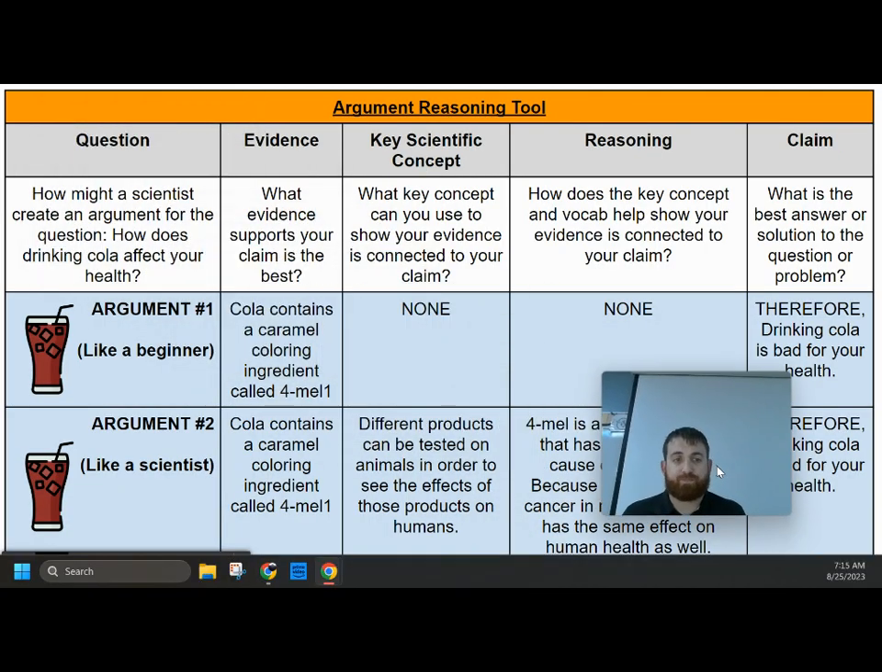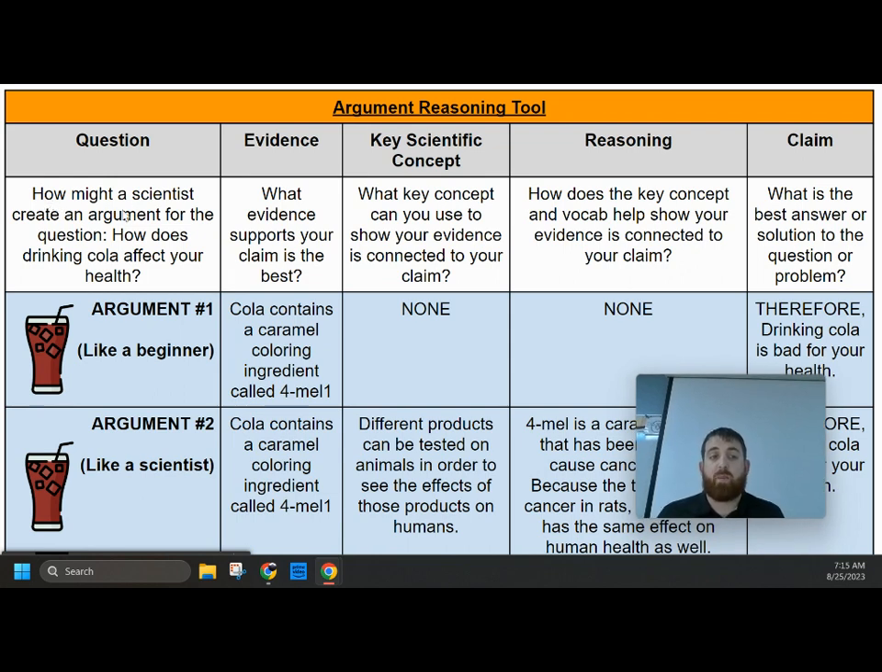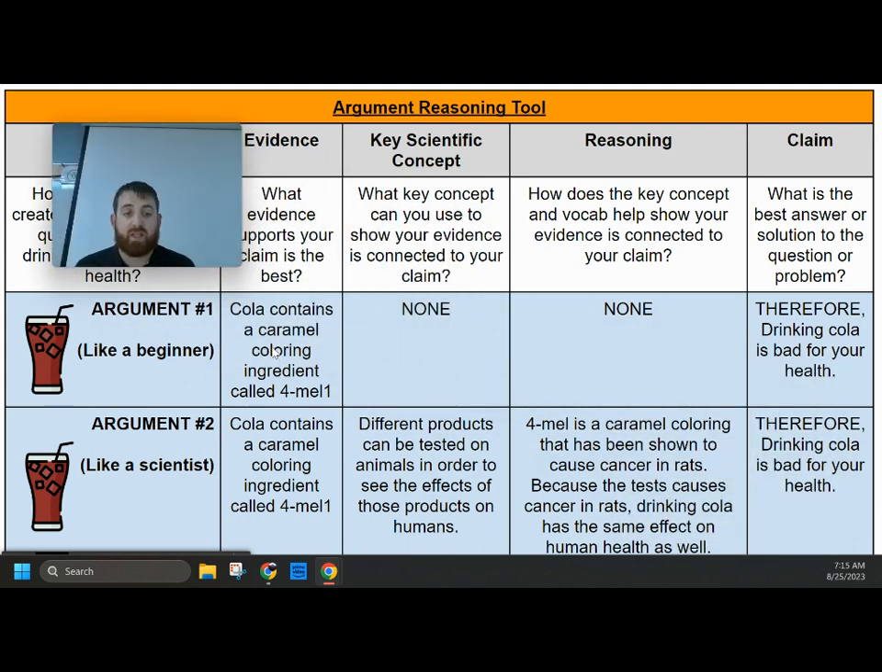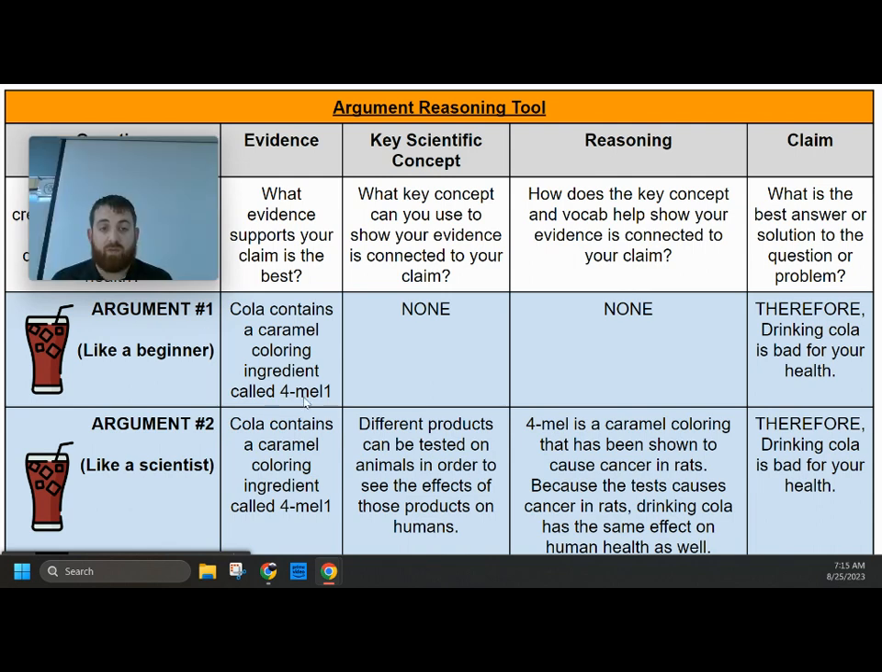Let's take a look. Our original question was, how might a scientist create an argument for how drinking cola affects your health? We look at what evidence they had, what key concepts we could use, and the reasoning and claims we can come up with at the end. Originally the argument was: cola contains a caramel coloring ingredient called 4-ML. That was the evidence we maybe tested for. We didn't have any scientific concepts or reasoning. We just had the claim, therefore, drinking cola is bad for your health. Without the science and the reasoning behind it, this argument becomes very weak and hard to understand.